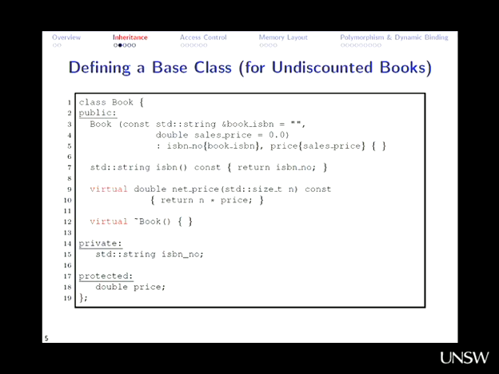Okay? So our discounted books and used books, which inherit from this class, can access that protected data. But anything outside that class can't access it. An inherited class cannot access the private data members of the class that it inherits from. So anything that's private in a class, even inherited classes cannot access the private data members.